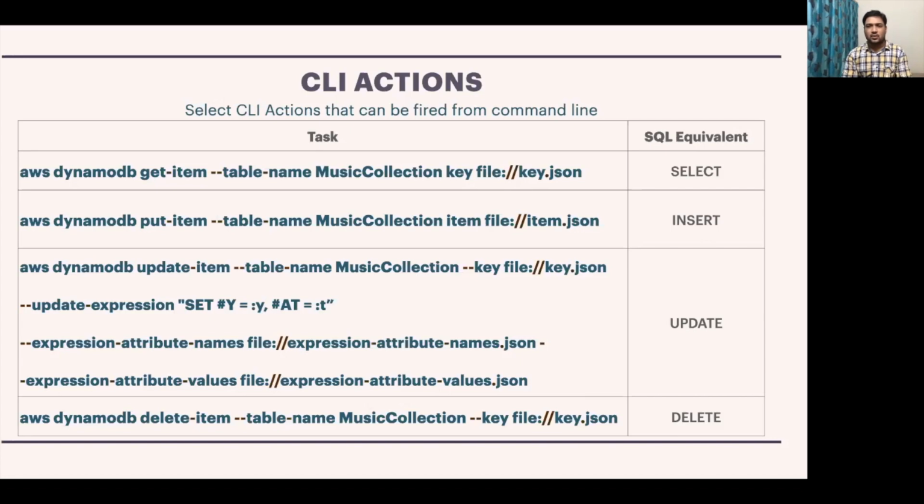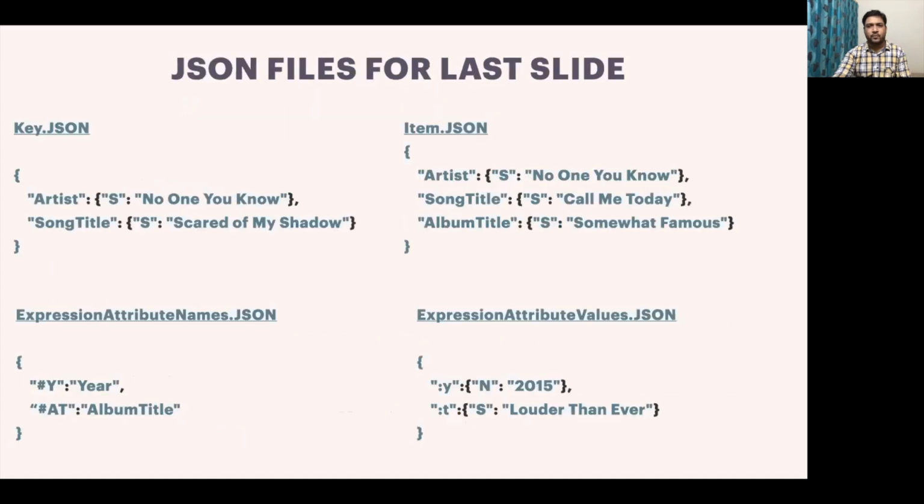These are parameters or variables that can be replaced by using the next two commands, that is expression-attribute-names and expression-attribute-values. Another command that we have is DynamoDB delete-item, and it works quite the same as the other CLI actions. There are so many more CLI actions, but I have just picked a few to go through in this particular slide.